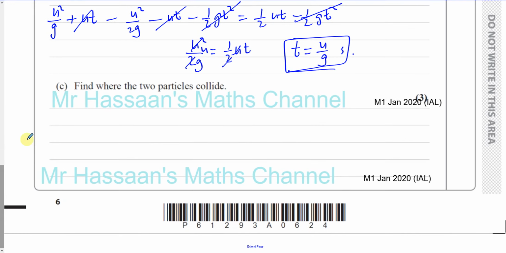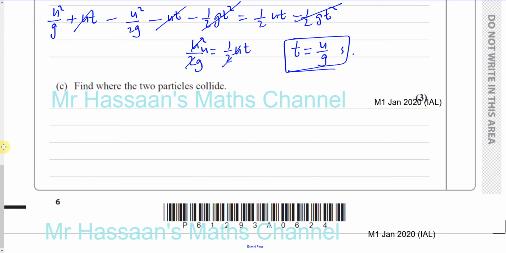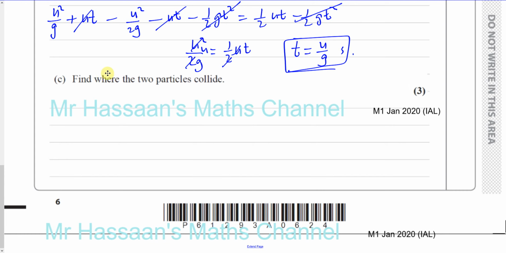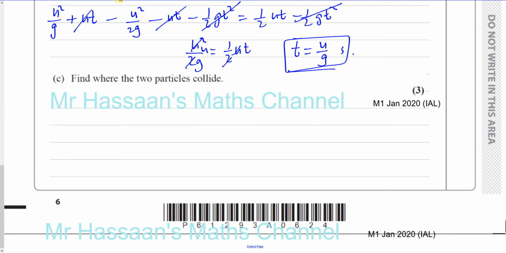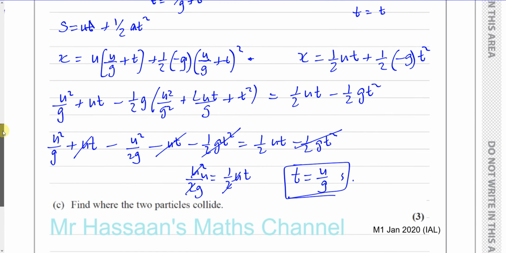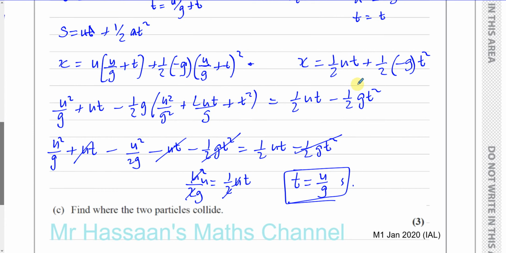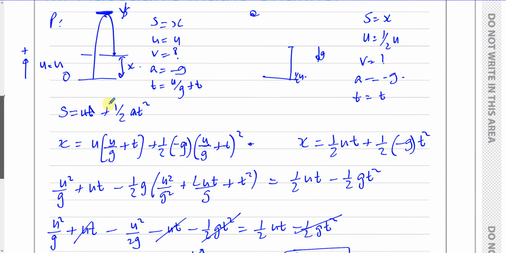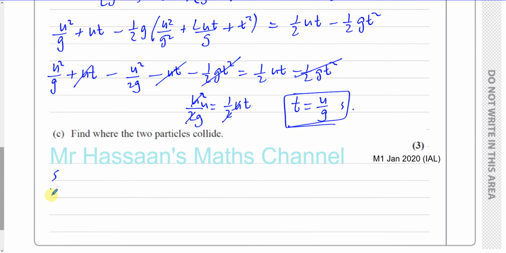So to prove that they collide at O, we have to use the fact that we know the time. So let's use the easier one of the two equations, which is this one here. S equals ut plus a half minus gt squared. We know t is u over g. We want to find s. Let's consider the second particle: u is a half u, a is minus g, v we don't know, and t is u over g seconds.